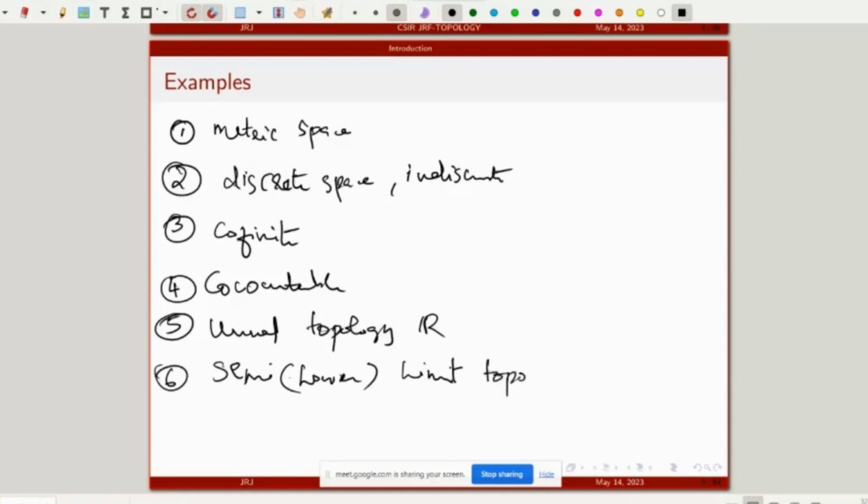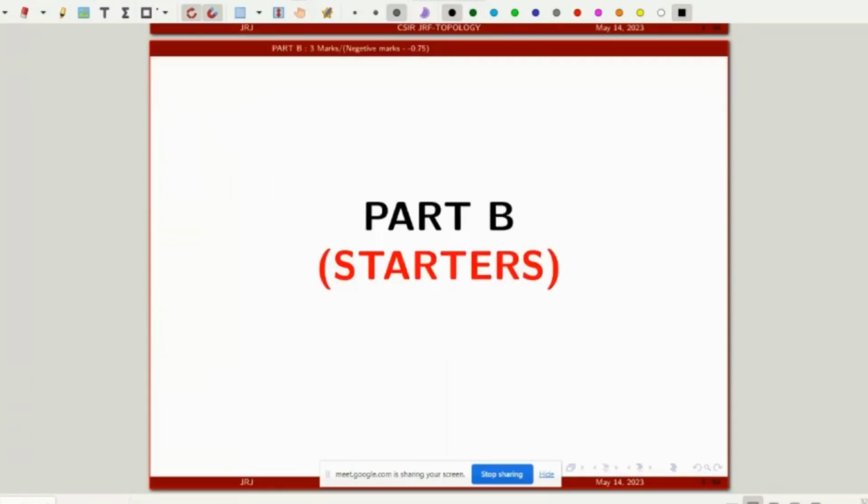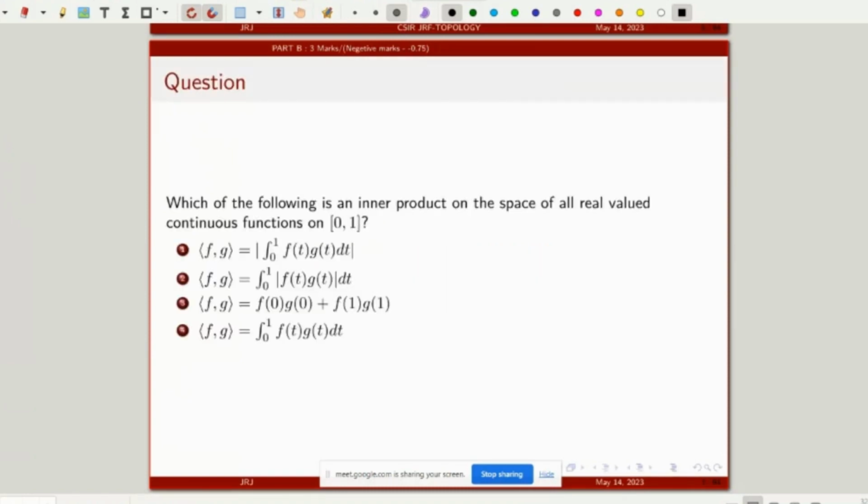So when you see a question, first of all, if it is related to a topological space, just think what happens for these examples immediately, so that you will get some idea which options you can eliminate like that. Okay. Now we can start from problems. So we can start with starters. So this is a question.